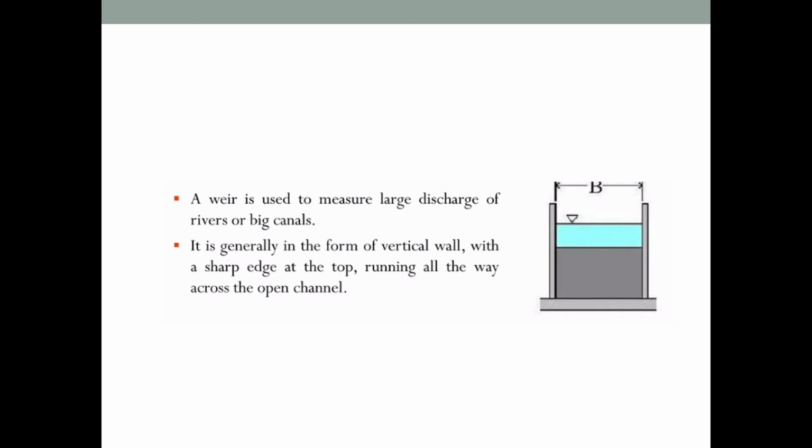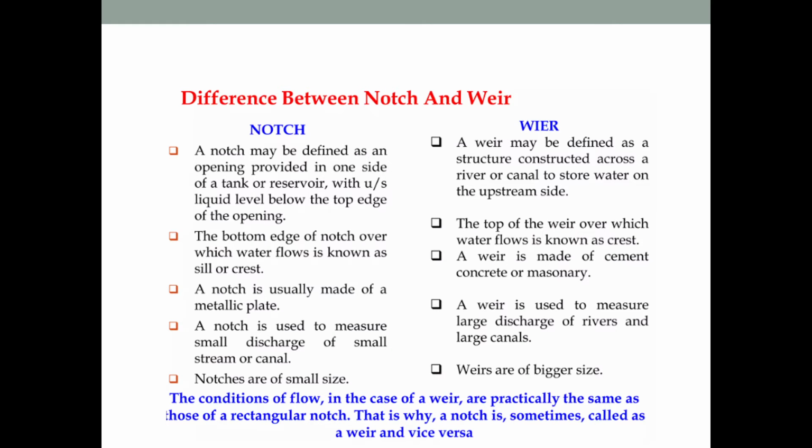So where is the weir used? Already I told you, a notch is used for measuring flow in tanks or very small channels. But a weir is used for measuring larger discharges of rivers or big canals. Generally it is in the form of a vertical wall with a sharp edge at the top, running along the open channel. This is very important. Many get confused with notches and weirs and consider both to be the same.